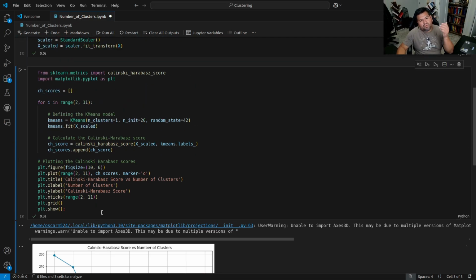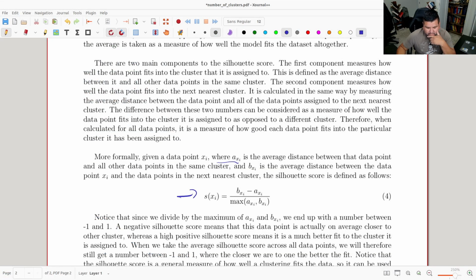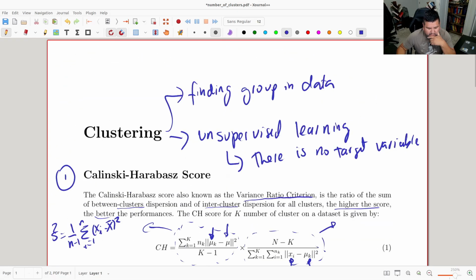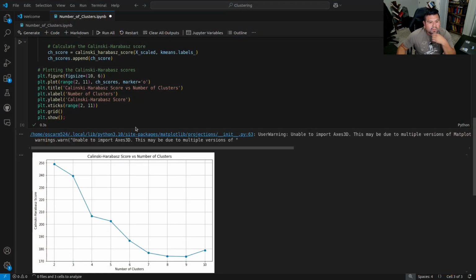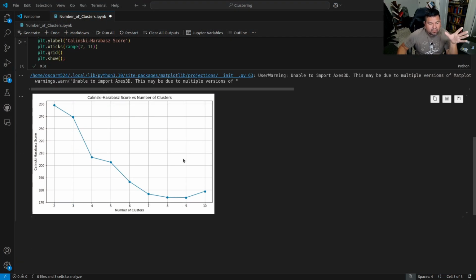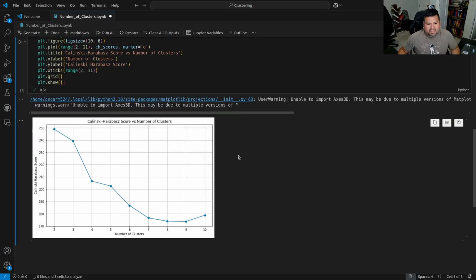So what was the rule of thumb when it comes to the Calinski Harabasz score? The higher the value is, the better. Let's quickly go back to that. Here, the Calinski Harabasz score, the higher the score is, the better. In this case, based on the Calinski Harabasz score, the suggested number of clusters is 2. All right.